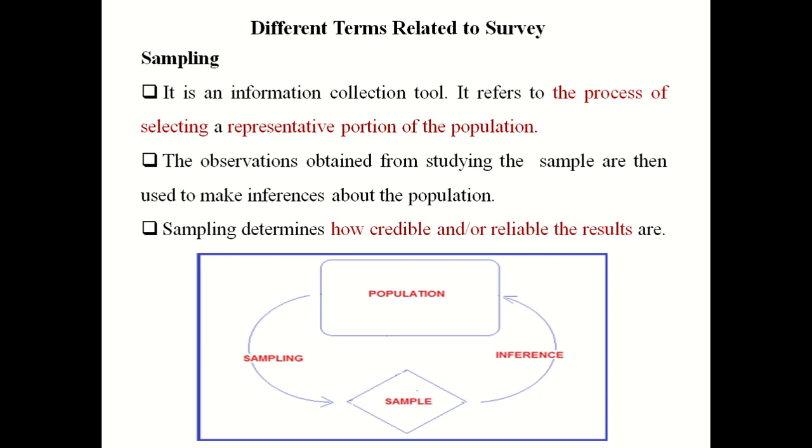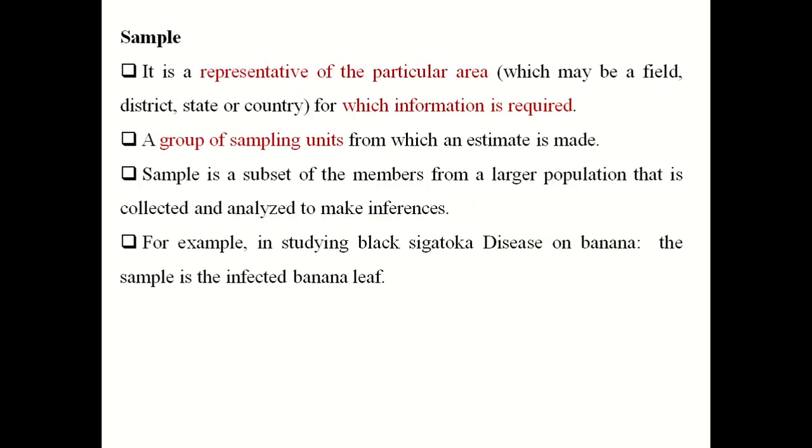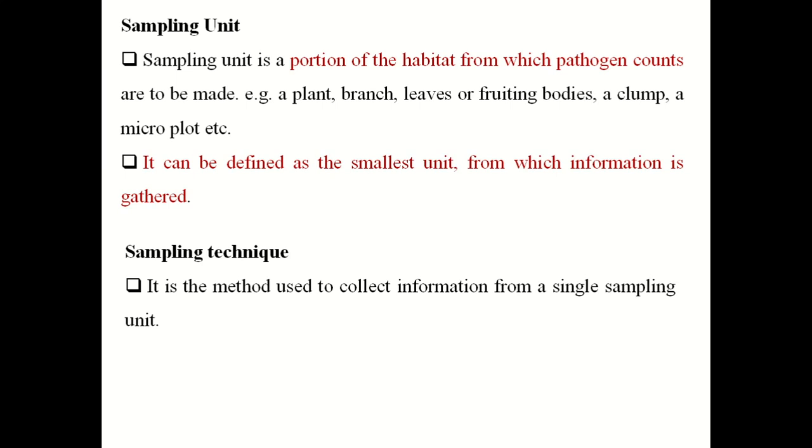After collecting the sample, the sampling unit is analyzed. So what is a sampling unit? Among each of the 5 to 10 infected plants selected, each part of the plant, the leaf, root, flower, pod, is known as a sampling unit. During the analysis, each sampling unit is analyzed, and whatever result comes is declared. Now what is a sample? It is a representative of the particular area from which information is required. You can also say it is the group of sampling units from which data are collected or estimation is made. A sampling unit is a portion of the habitat for which pathogen counts are made, which may be a plant, branch, leaves, or fruiting bodies, or sometimes microflora. It is the smallest unit for which information is gathered.